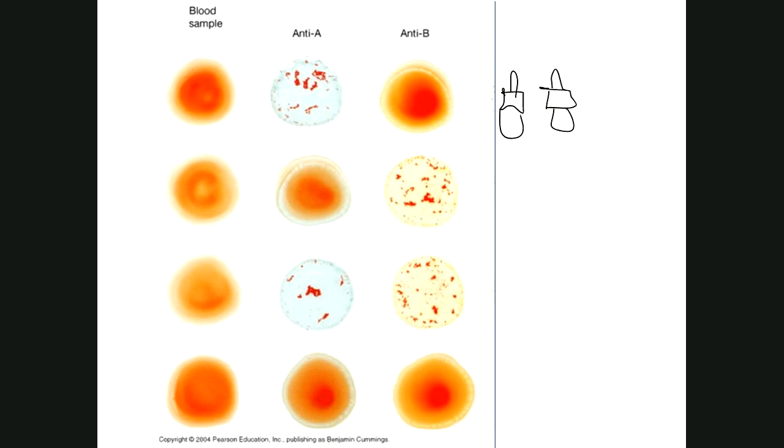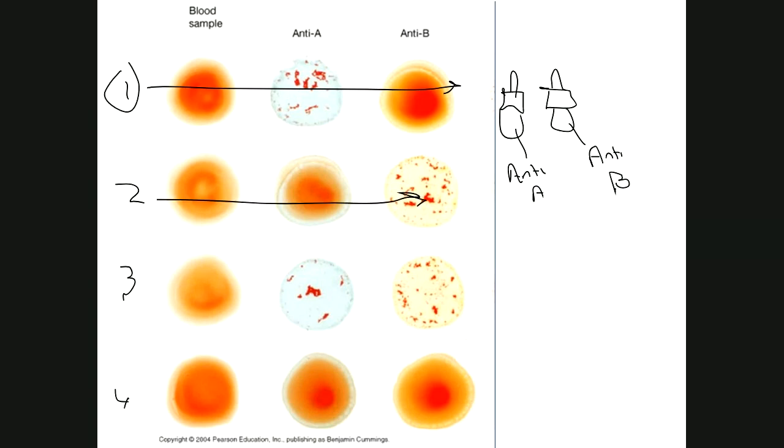So anti-A only attacks A. Anti-B only attacks B. What we're going to do is take a blood sample. These are 4 different people. This is all the same blood from number 1. This is blood from number 2. This is blood from number 3.